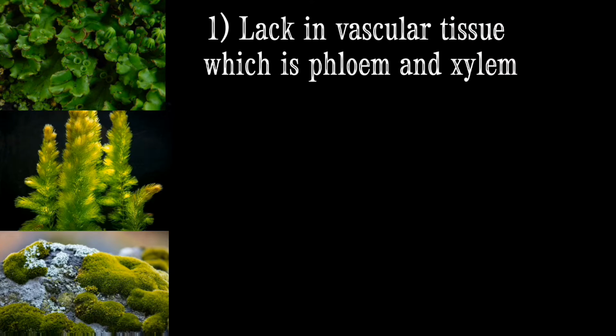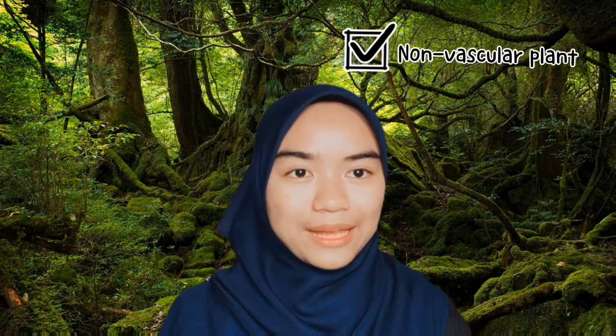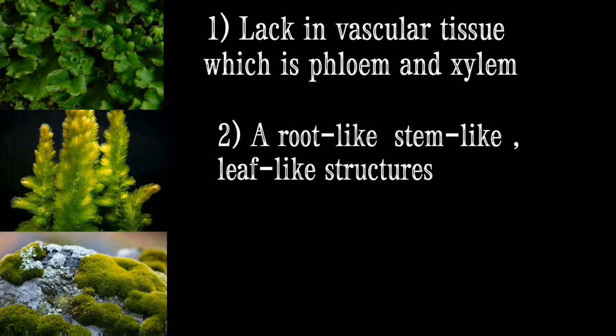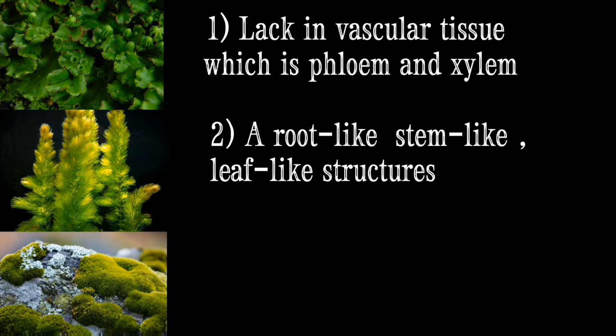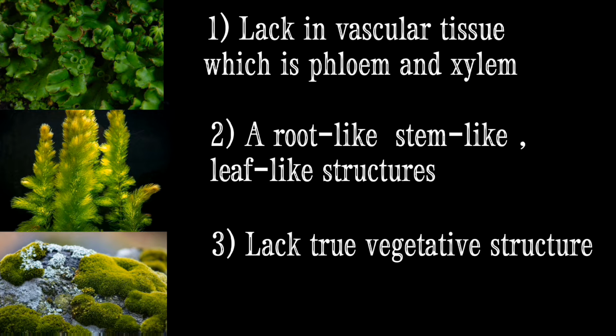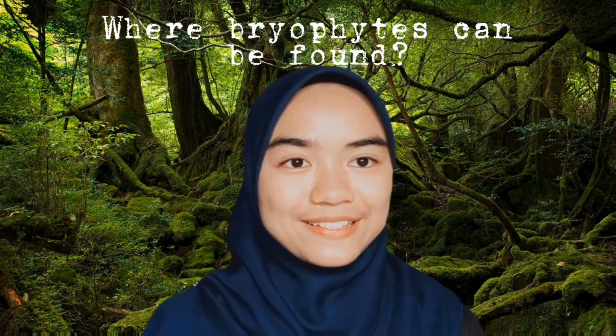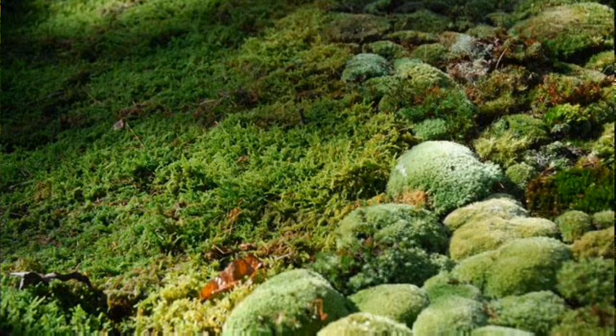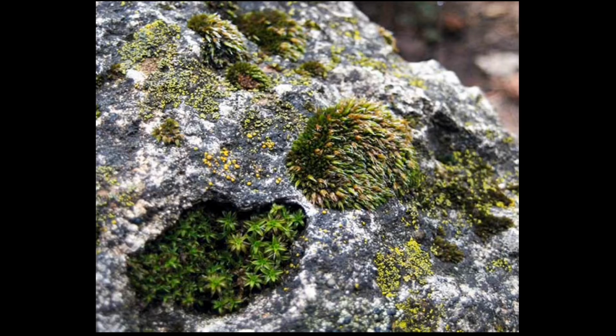Next, how to identify a bryophyte? The characteristic of bryophytes is that they lack vascular tissue, which is phloem and xylem, so they are classified as non-vascular plants. They also have root-like, stem-like, and leaf-like structures and lack true vegetative structures. So, the last question is, where can you find bryophytes? The answer is, bryophytes can be found in moist locations or harsh environments.